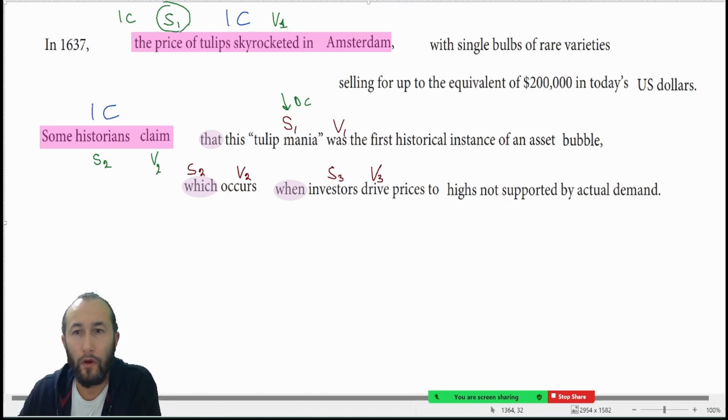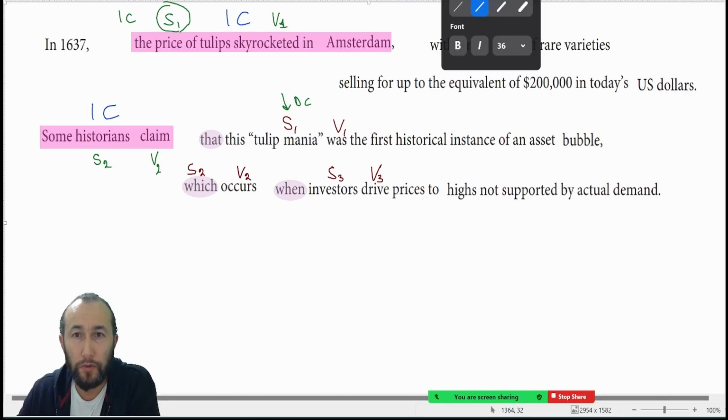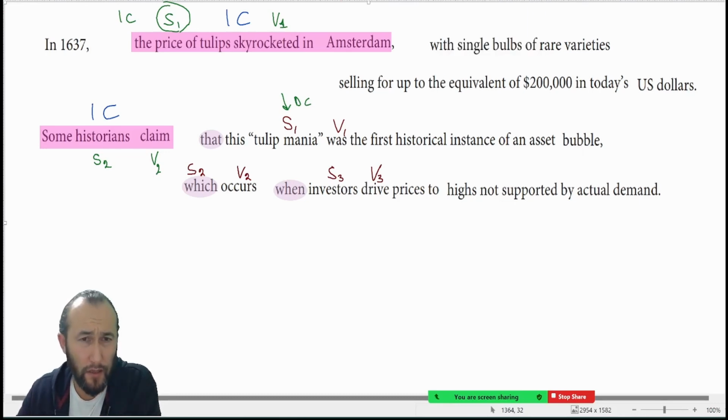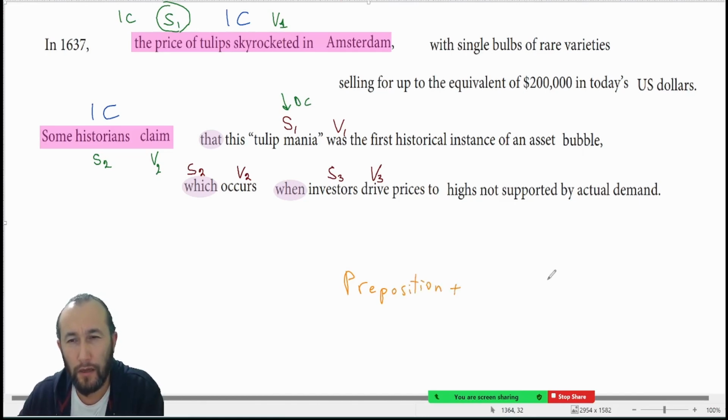All right, okay. Now there's something called a prepositional phrase I would like to show you, and prepositional phrases can never ever be subject. They cannot be subject, guys. So prepositional phrase, obviously, preposition. So when you got a preposition, I'm going to write: preposition plus noun.